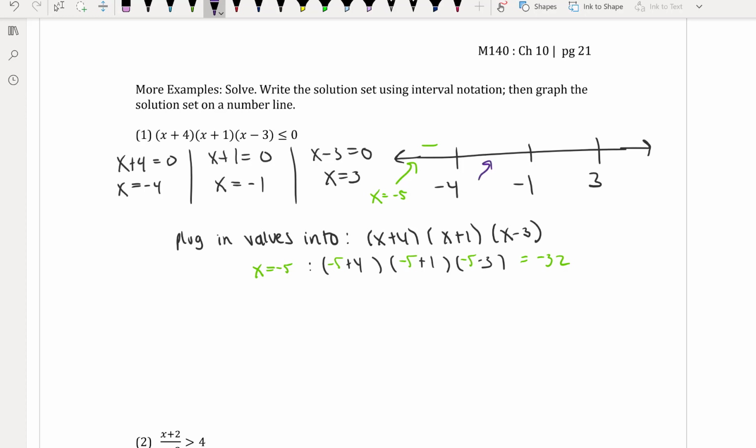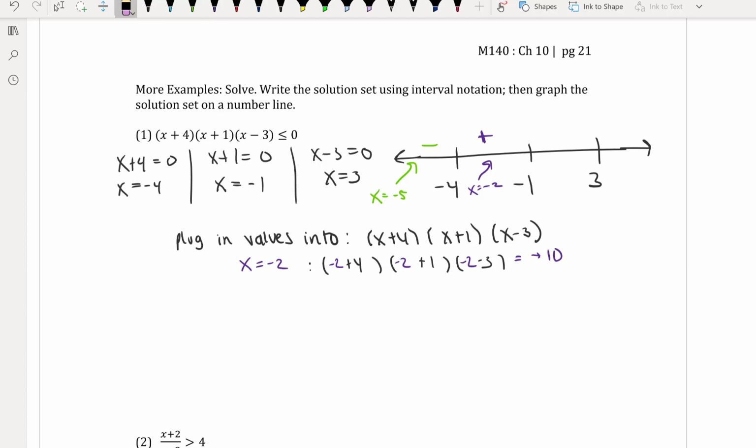So now over here, let's pick another value. I'm going to choose x is equal to negative 2. Why not? So now I'm letting x equal negative 2 that I'm plugging into my equation. So I'm going to have negative 2 plus 4, negative 2 plus 1, and negative 2 minus 3. And I end up getting a positive number, a positive 10. So I have a positive number.